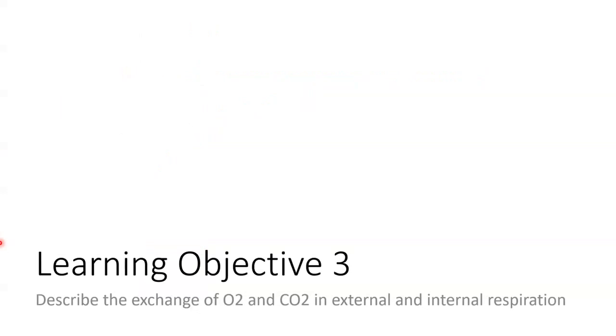Moving on to learning objective number 3, and we have spoken about how we get air into and out of our lungs. We've talked about the different lung volumes and capacities. And now we're going to take a look at external and internal respiration, which is where we actually have that exchange of oxygen and carbon dioxide between alveoli and pulmonary capillaries, and then between systemic capillaries and tissue cells.